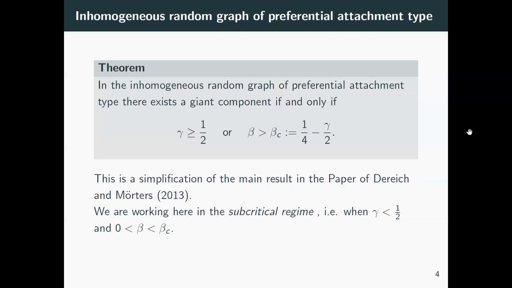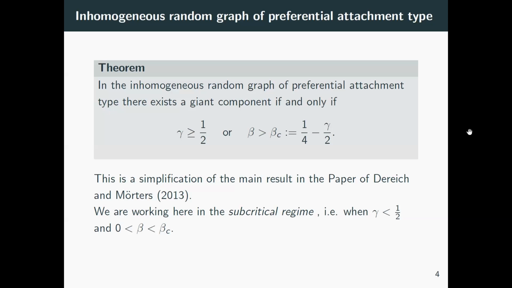I don't want to go into the proof, but Peter Mörters, my advisor, and Stefan Derreich had a paper together in 2013 where they proved a similar result for the more general preferential attachment model. And you can adapt the proof and get this result for the simpler model. But from now on, I will be working in the subcritical regime, meaning that gamma will be less than 1/2 and beta will be less than beta critical. This explains the subcritical part. This means the largest component is smaller, there is no component of order n.